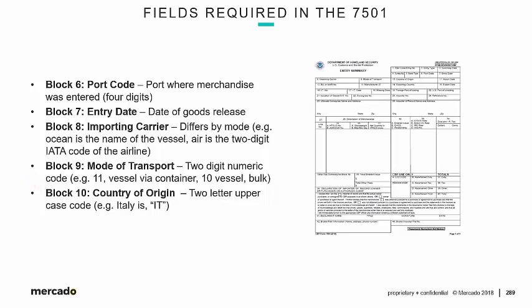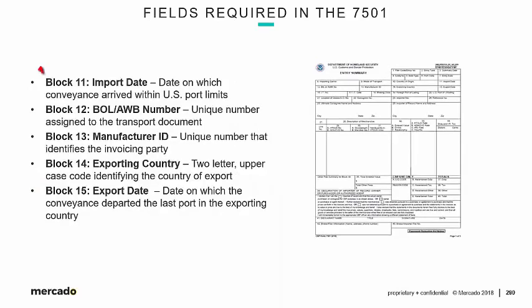For example, and as we will see in the upcoming real-world depiction of a 7501, Italy just happens to be capital I, capital T. Block 11 is the import date, and that is the date on which conveyance, the mode of transport, arrived within U.S. port limits. Could be a truck, could be a train coming in from Canada or Mexico, or a ship or an airline. Block 12. We've talked over and over and over again about the importance of a bill of lading or an airway bill number. That's where this number goes.